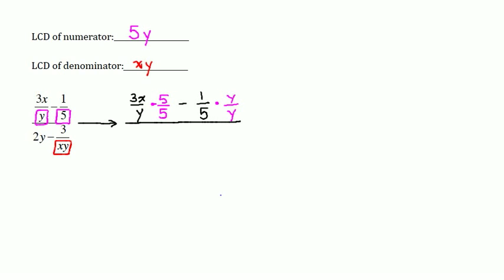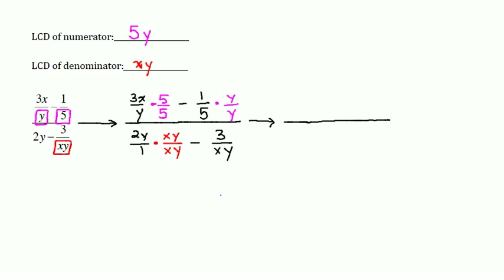Focusing now on the denominator, my first term is 2y over 1, and I want both of these terms to have a denominator of xy. Since this has just 1 in the denominator, I need both factors, x and y, to be brought in. And my last term, minus 3 over xy, I need this to have a denominator of xy, which it already does, so I don't need to modify that rational term at all.